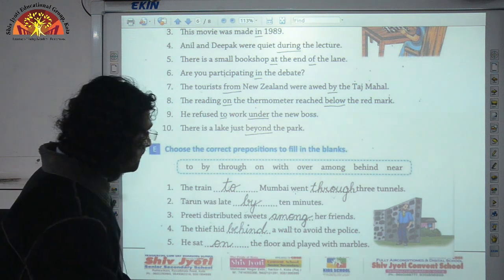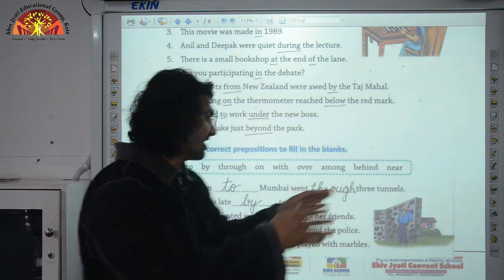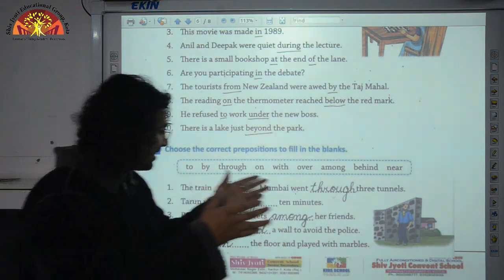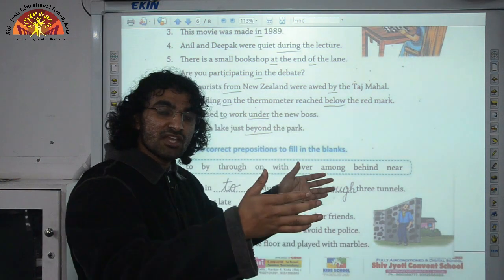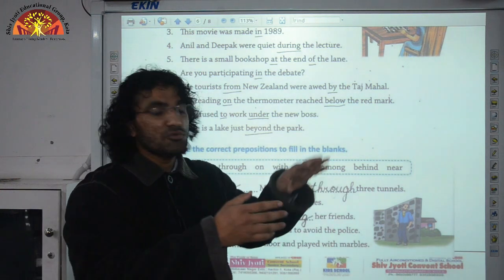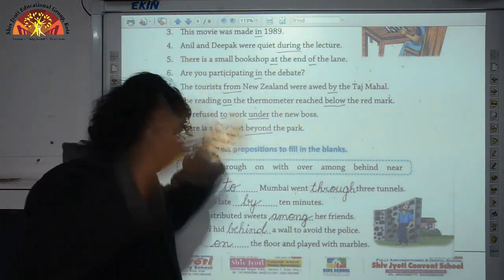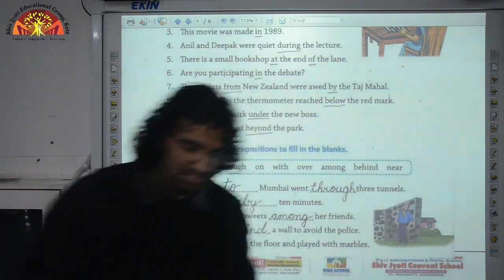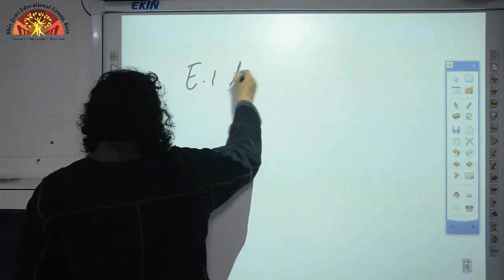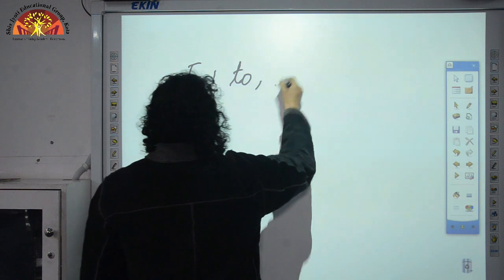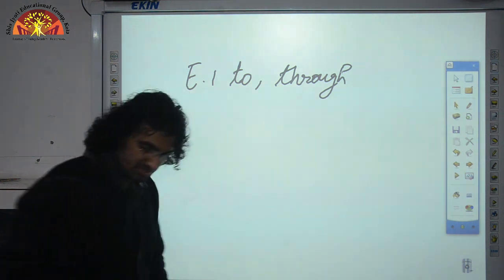The train to Mumbai. To means towards Mumbai, in the direction of Mumbai. The train to Mumbai went through 3 tunnels. Went through the tunnel. I'm sure you have been to the tunnel nearby, that Bundi tunnel, on the Jaipur highway. When you go to Jaipur, there is a tunnel there. When you are going through that tunnel, you are going through that tunnel. Same way, this train to Mumbai went through 3 tunnels. To and through.